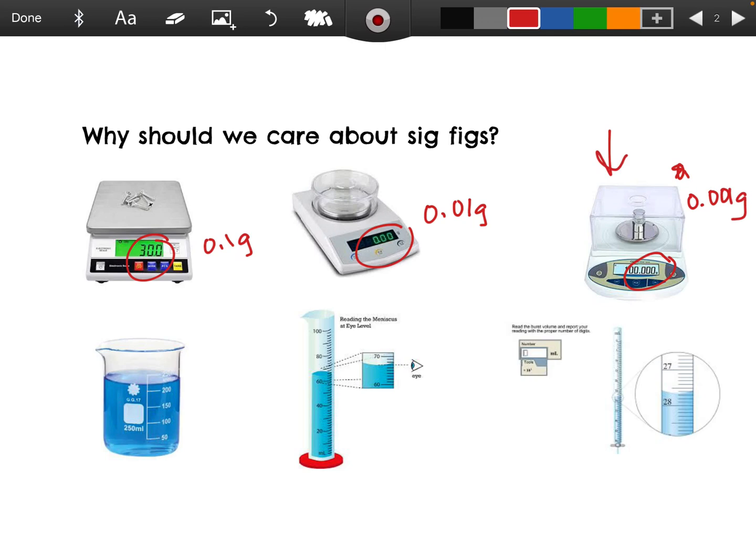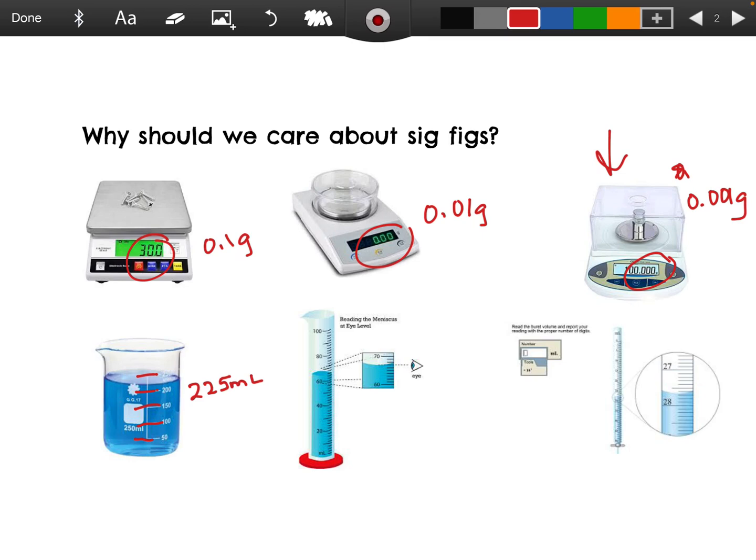If we look at our volumes for measuring, the beaker, we have markings for 50, 100, 150, 200, 250. So if we were to guess or estimate the volume of this liquid, we might guess that it's about 225 milliliters.